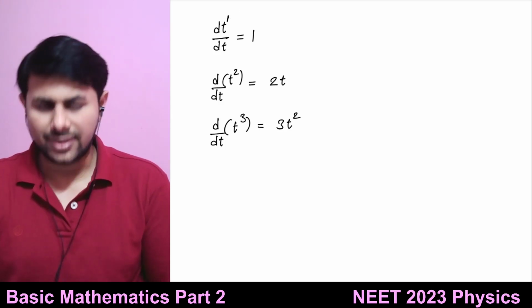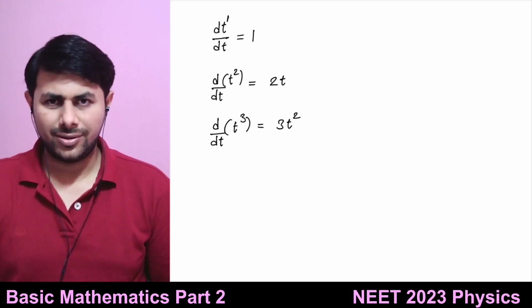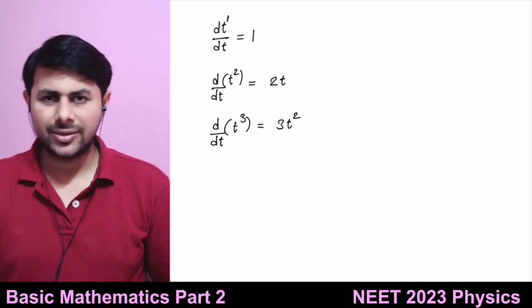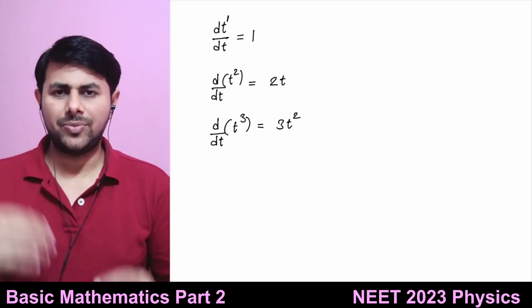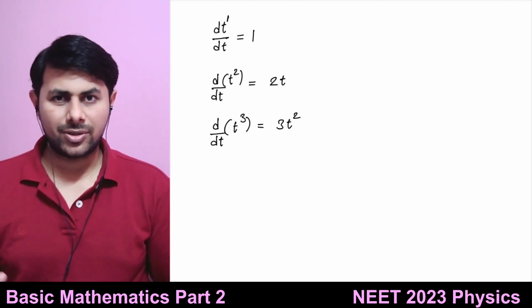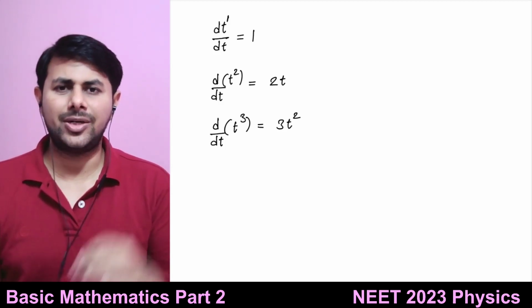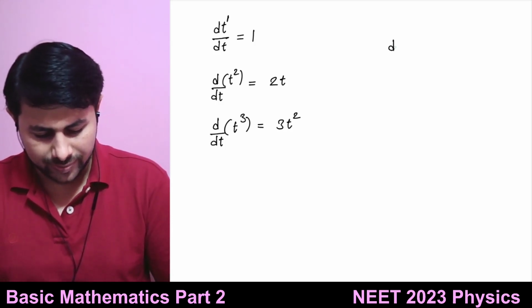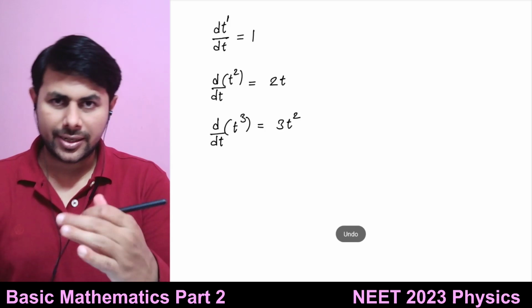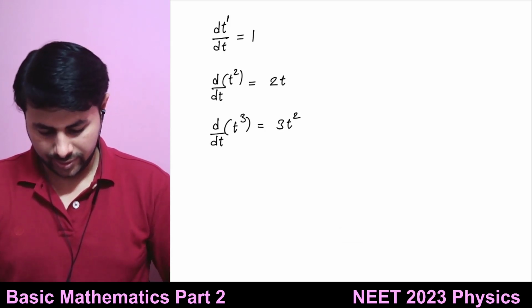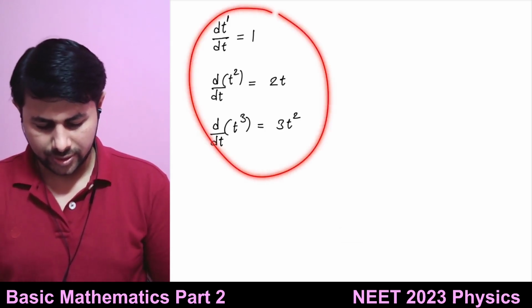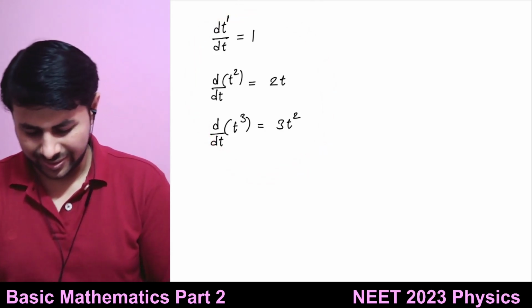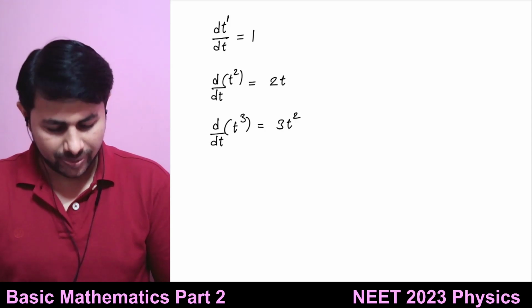This t I can write as t raised to 1. Okay. So what is happening here is when you take derivative of t raised to n with respect to t, it is n multiplied by t raised to n minus 1. See, this is the formula that we have to memorize, and you can do an educated guess from here. How does that formula come?